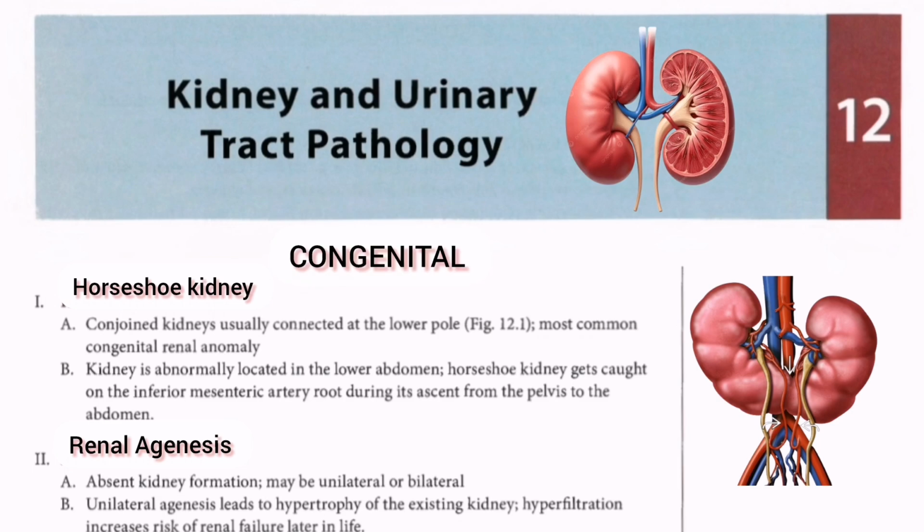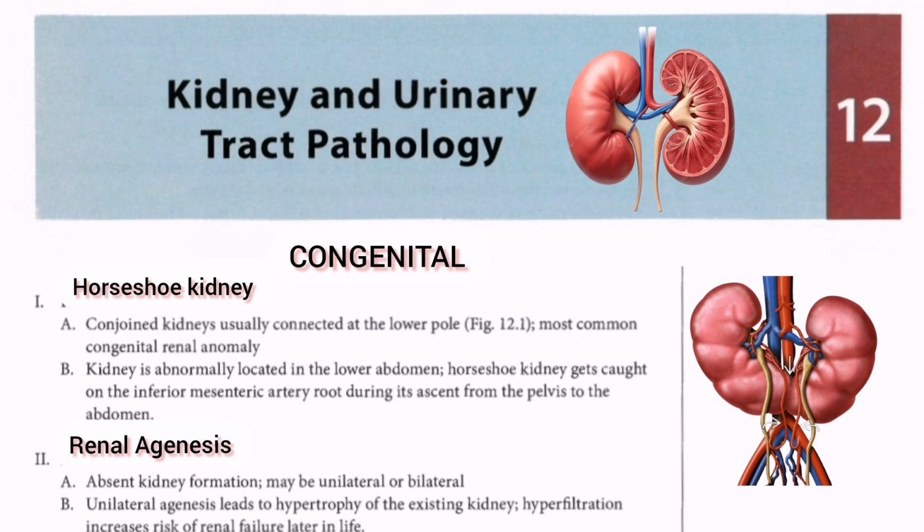So the next section in the Pathoma is the kidney and the urinary tract pathology. And we will discuss the important pathologies of the kidney and the urinary tract in this discussion. So the first one to discuss is the horseshoe kidney. First we will cover the congenital anomalies, and then we'll go to the acquired. So the first one in the congenital is the horseshoe kidney.